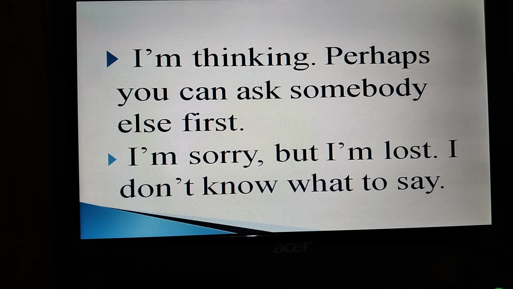Next one, I'm sorry, but I'm lost. I don't know what to say. If you take a look at the expressions that we use here, you can see that these expressions are repeated. I don't know what to say. I'm sorry. Now, this suggests that these expressions are part of the fixed expressions, fixed language that we talked about last time in our previous video. They are just like that. They cannot be changed that much. You don't have to change them. They are fixed. You just have to use them the way they are in context.